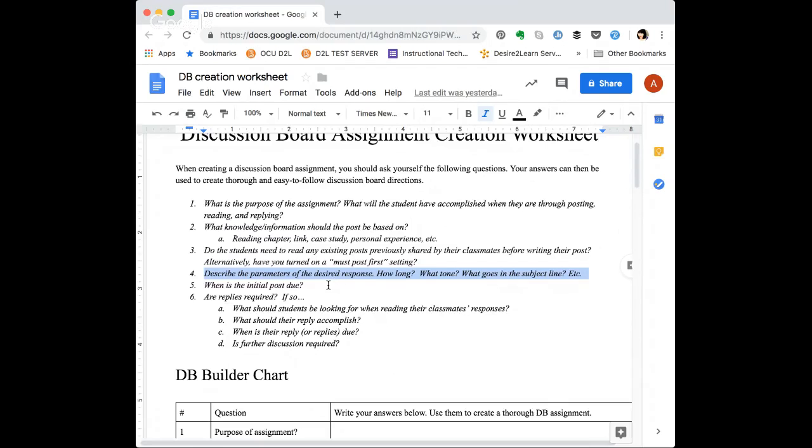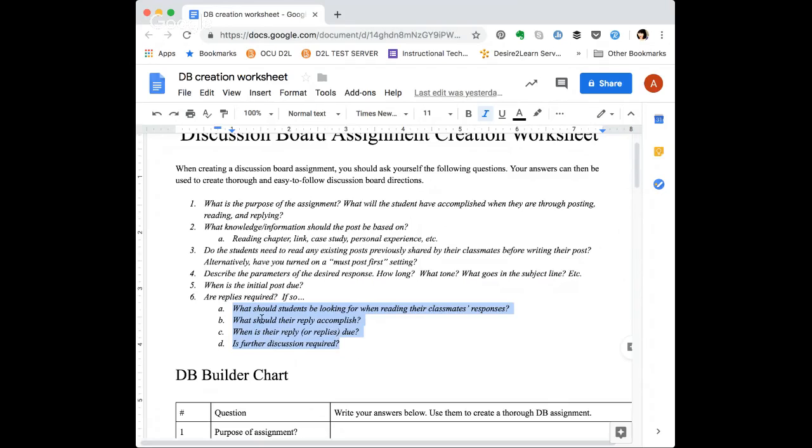Number 5, when is the initial post due? And then number 6, are replies required? And if so, all of these questions about what goes into a reply. Very often I just see reply to 3 classmates. And it doesn't really say why or how or what your response is supposed to do. So get specific about that.